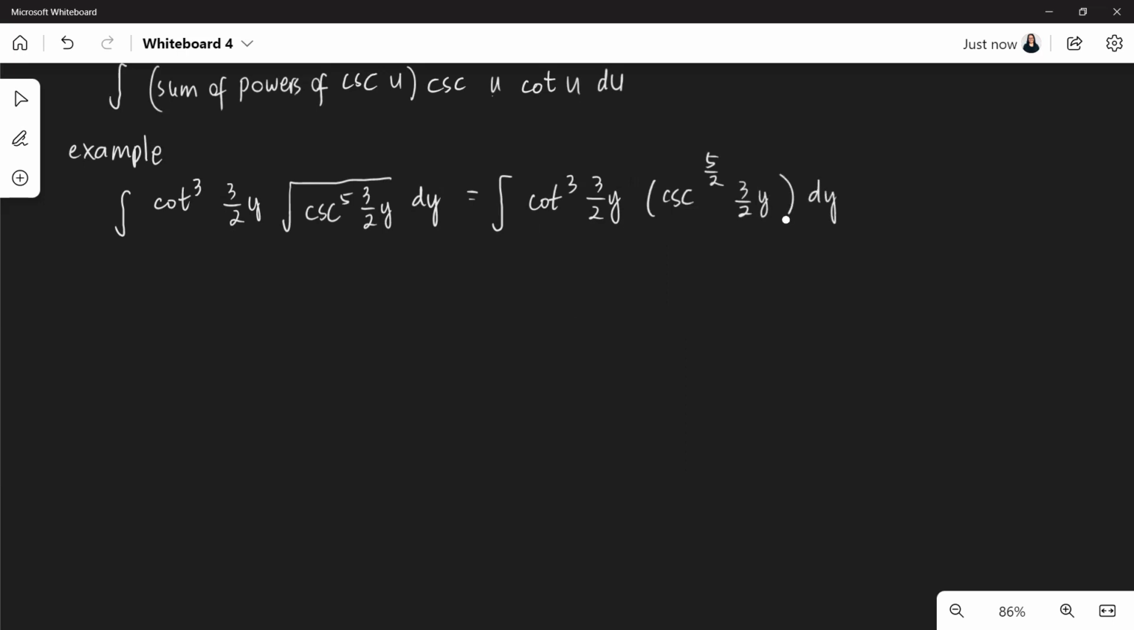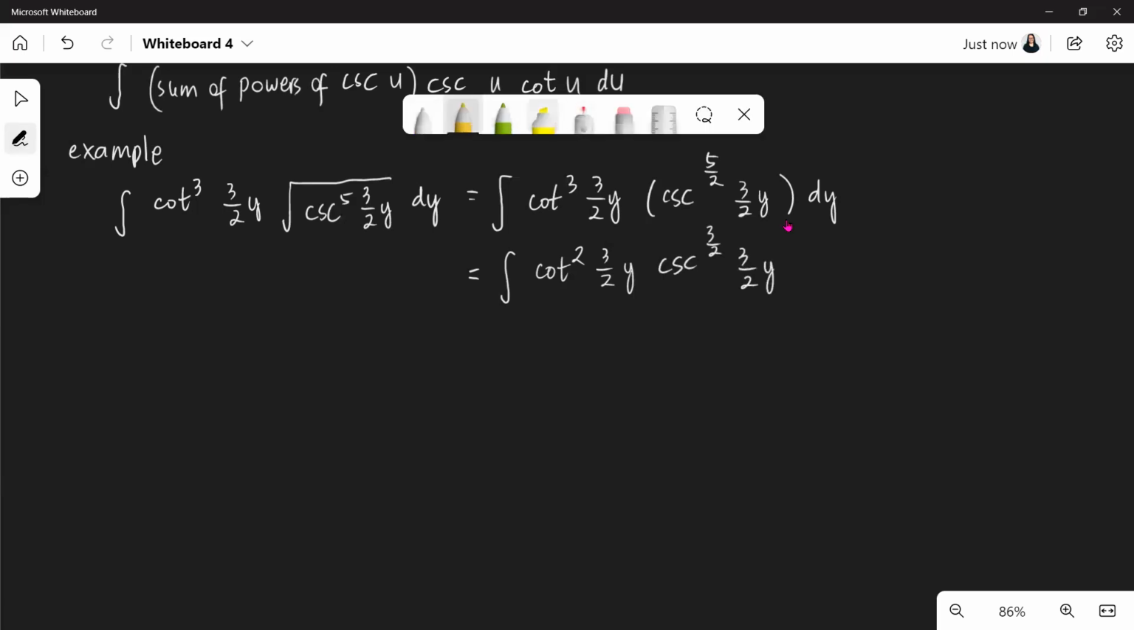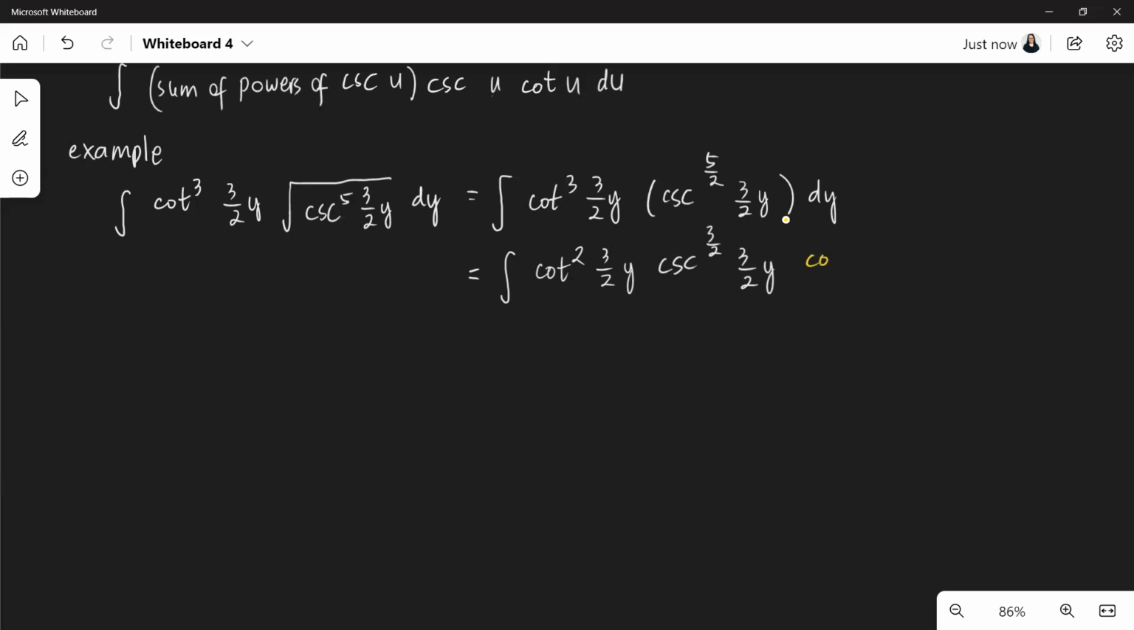Okay, dy. So we factor out cotangent, cosecant. If we remove one cotangent, it's now cotangent squared. And then 5/2, that's 2.5. If you subtract 1, that's 1.5 or 3/2. So we have 3/2 here, and then the ones that you are factoring out.